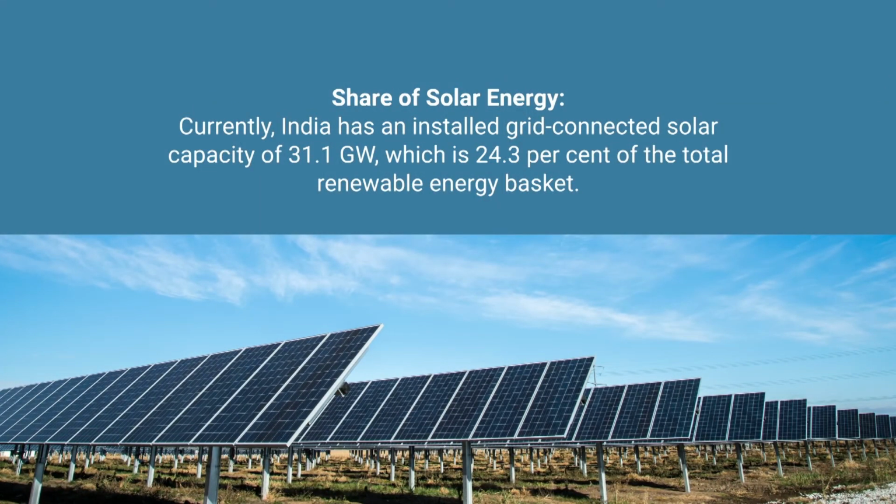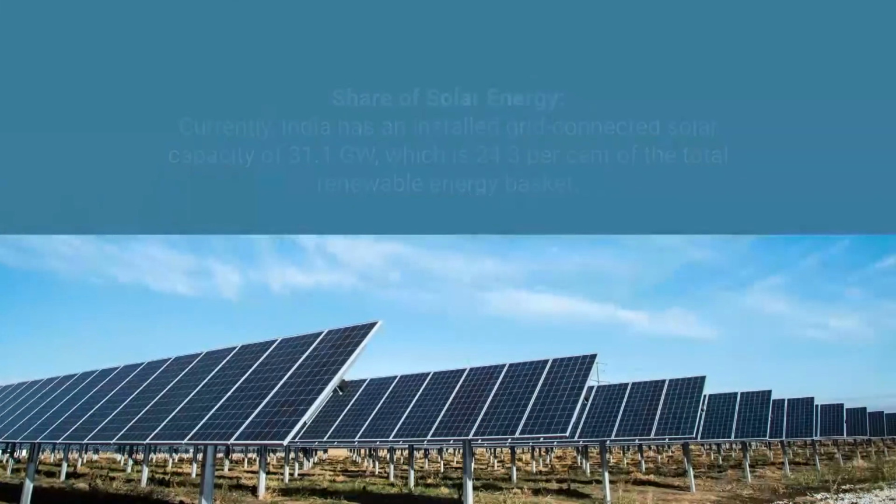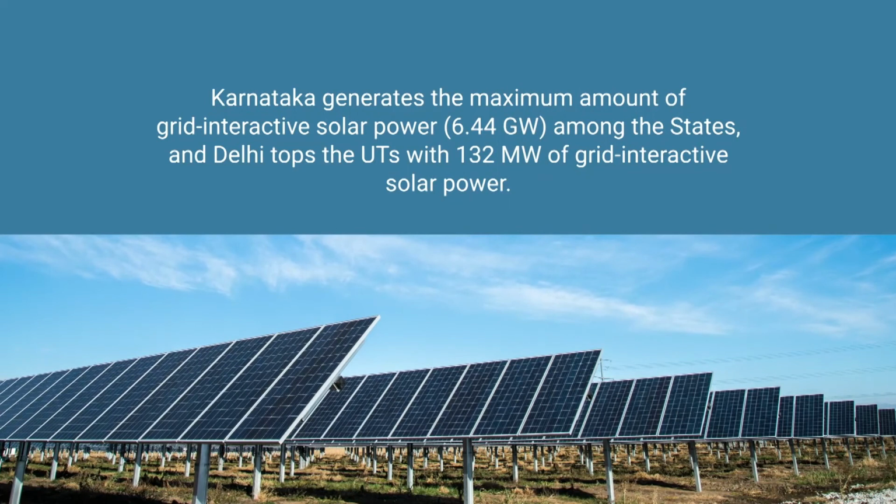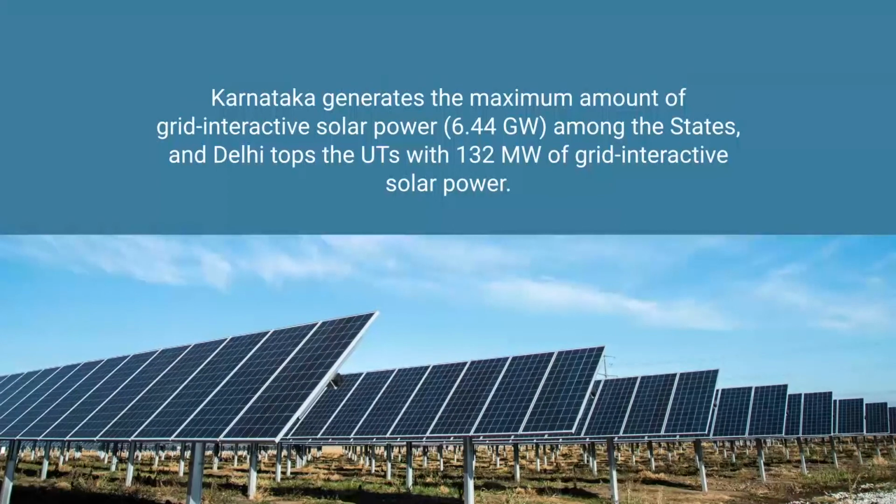Then if we look into the share of solar energy, India has an installed grid connected solar capacity of 31.1 gigawatt currently, which is about 24.3% of the total renewable energy basket. Karnataka generates the maximum amount of grid interactive solar power, 6.44 gigawatt among the states, and Delhi tops among the union territories with 132 megawatt of grid interactive solar power.